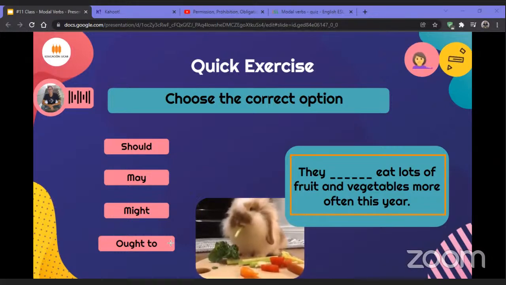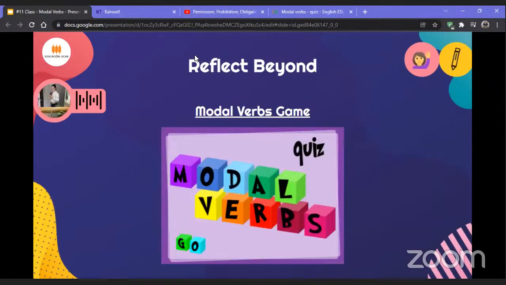It's correct. It's grammatically correct. But as you may notice, in the last slide, I talked about morality, something that people think in a society. For example, eating vegetables or fruits is healthy. So people think it's correct. Okay, totally correct. So in this case, we could use ought to, but should is a correct answer also. Just in case, okay? Let's do this little reflection.